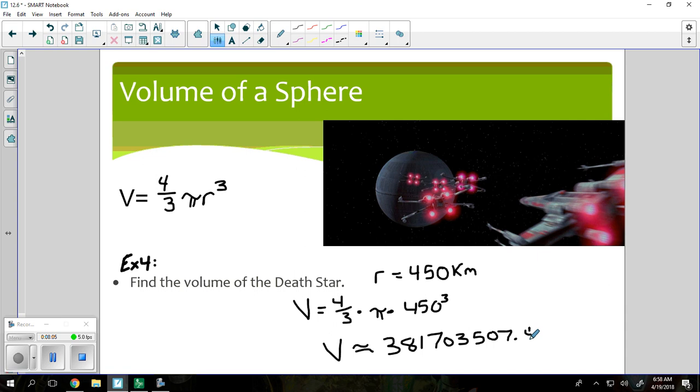507.4. And I'm still saying approximately because if your calculator is anything like mine, this is exactly what it said on the screen, there's more decimals behind the 4. The issue is your calculator doesn't have enough space to display all the digits. So your calculator rounded it for you automatically just because there wasn't enough room. So by reading that, I would say we had 381,703,507.4 kilometers cubed. So a very massive imaginary object. And that's how you find volume of a sphere. You just plug in the radius.